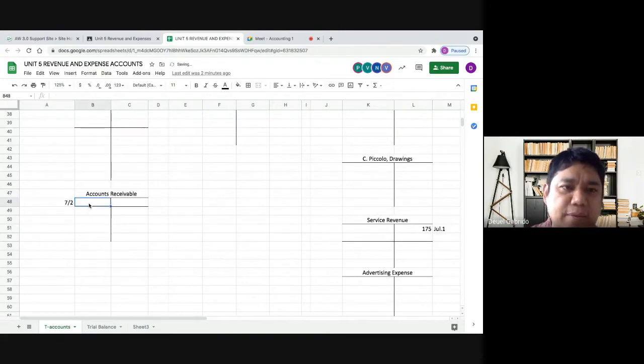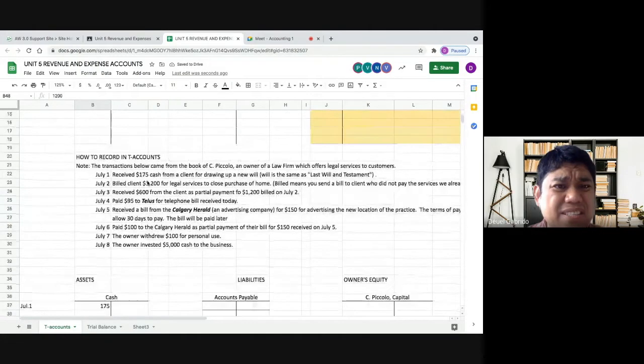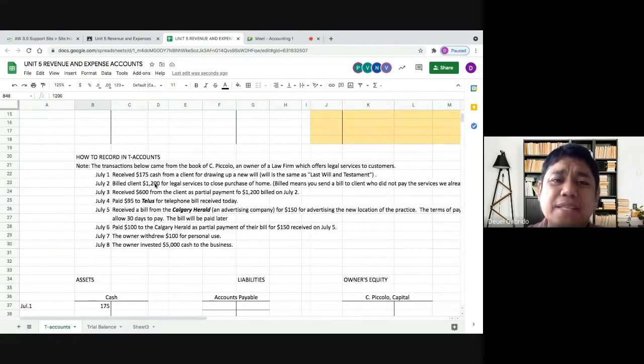This is 1,200, right? 1,200. Okay. So why, sir, why accounts receivable? Because it's just like a bill, all right? It's just a bill. So for example, what if the customer receives the bill, let's say after 1 day? Let's say they received the bill and they decided to pay it.